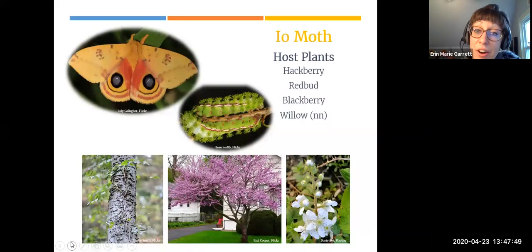All right, we've got the Io moth. Hackberries, redbuds, even blackberries are going to be a great food source for this caterpillar. Just note, if you do see one of these caterpillars, please, please, please don't touch it. If you can't tell by how he looks, those spines have a very strong sting. I know from experience. And no, I wasn't trying to pick it up. I accidentally brushed my hand against it and I thought I got stung by a wasp. So if you do see him, very cool find, but just keep your distance on that one.